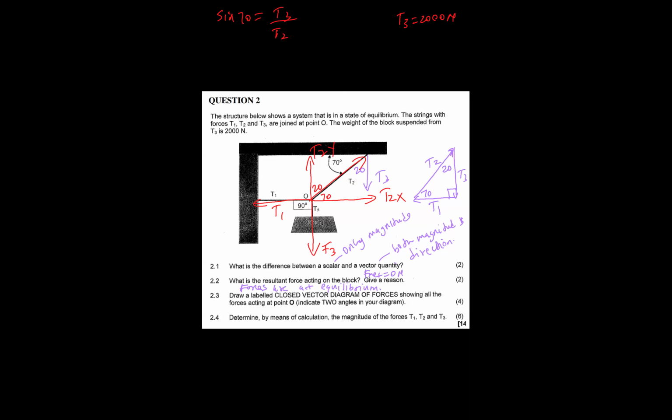Now we need T2. Remember T3 is given. So T2 is equal to 2000, which is T3, over sine 70. And you press the calculator and give us the answer. 2000 over sine 70, 2128.